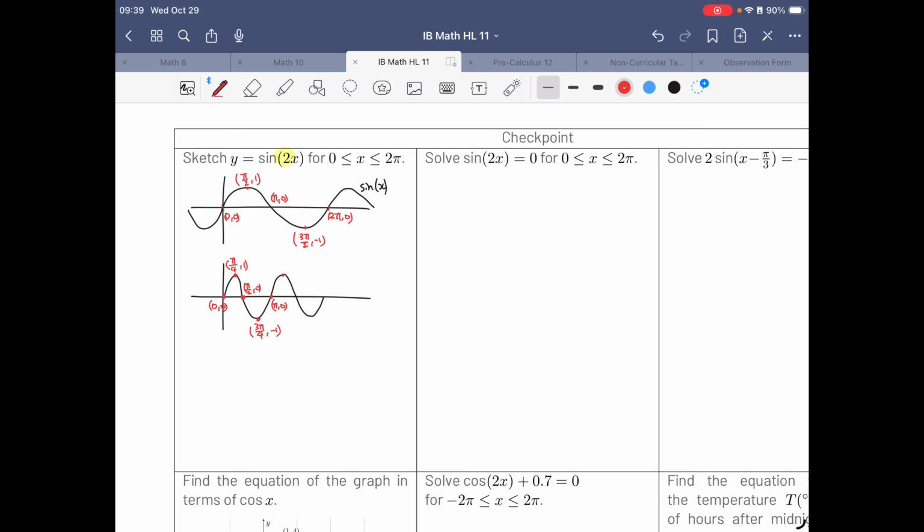So let's go a bit further. After pi, it's going to be 5 pi over 4, 1, and then 3 pi over 2, 0, and then 7 pi over 4, negative 1, and finally 2 pi, 0. So that's the graph of y equals sine of 2x. So that's my final graph.